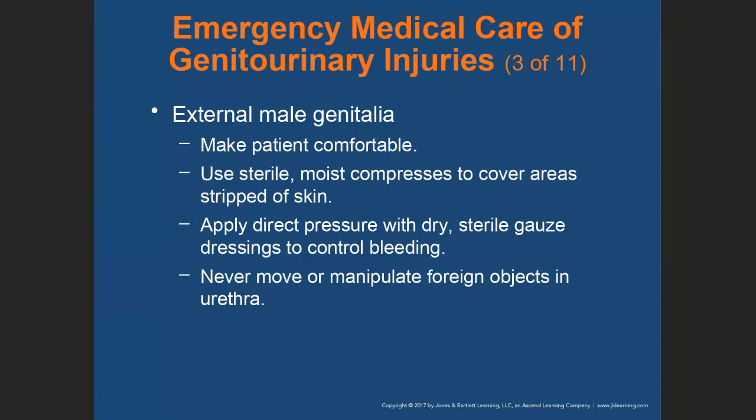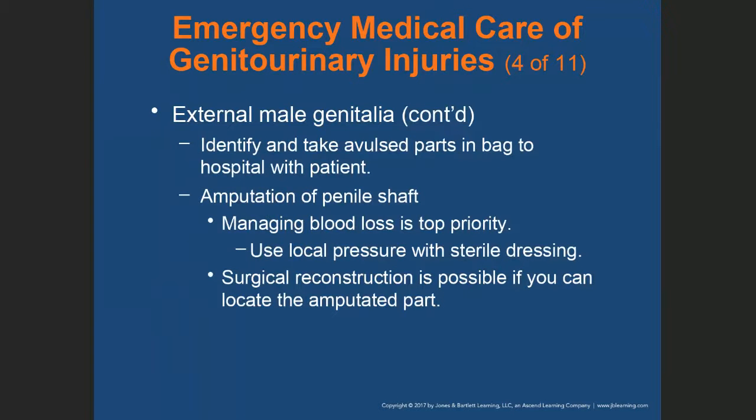For external male genitalia, make the patient as comfortable as possible. Use a sterile, moist compress to cover areas stripped of skin. Apply direct pressure with dry, sterile gauze dressings to control bleeding. Never move or manipulate foreign objects in the urethra. Identify and take avulsed parts in a bag to the hospital with the patient.